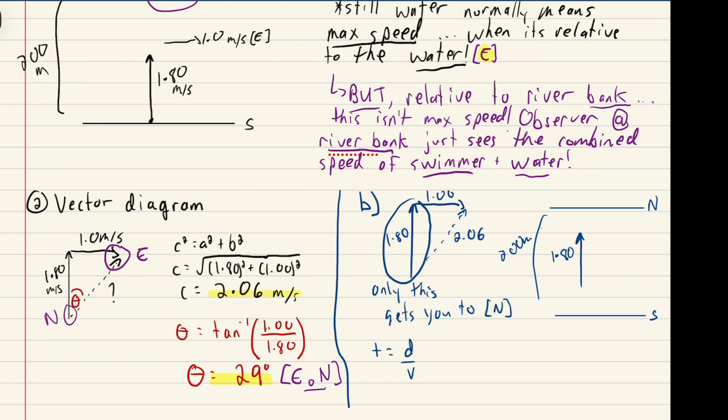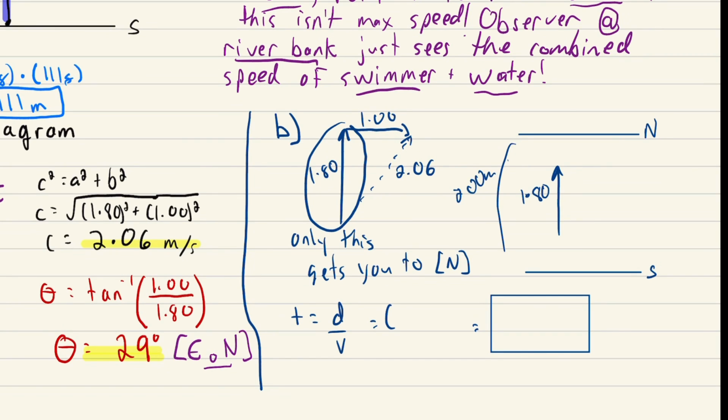So whenever you're dealing with relative velocity questions that ask how long it would take to get to a certain place, you would only ever choose the velocity that actually takes you directionally to that place. In this case, that is the northern arrow of 1.8 meters per second. And when we calculate that, we get 111 seconds to get from the south bank to the north.